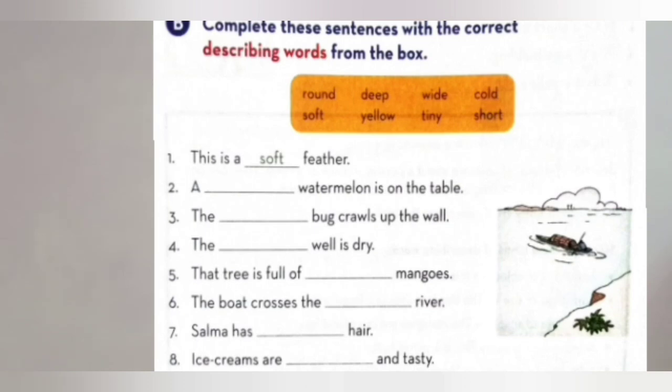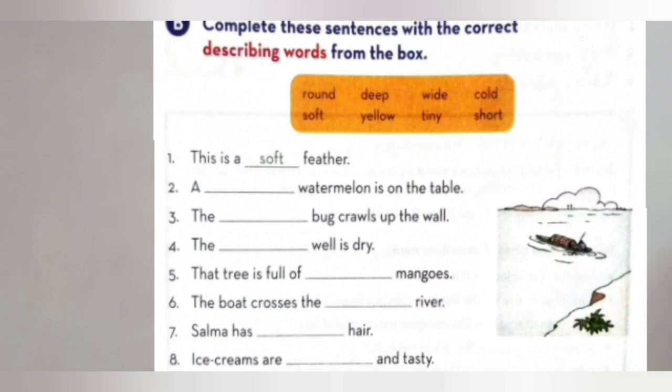Third one, the dash bug crawls up the wall. Fourth one, the dash well is dry. Fifth one, that tree is full of dash mangoes. Find out the answer from the box, okay children?